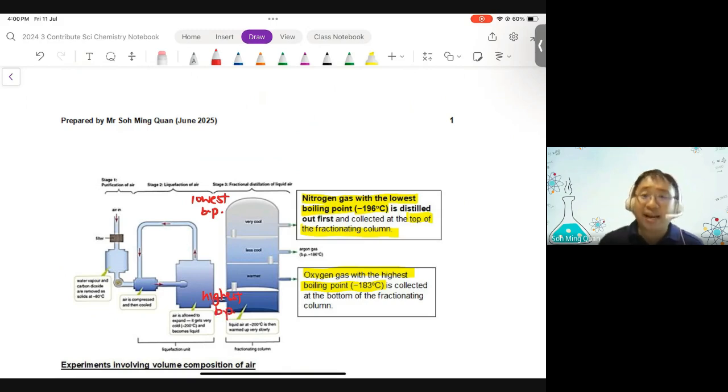Now take note, these are negative numbers. These boiling points are negative numbers, so you will need to be able to compare them carefully. Minus 196 is lower than minus 183.